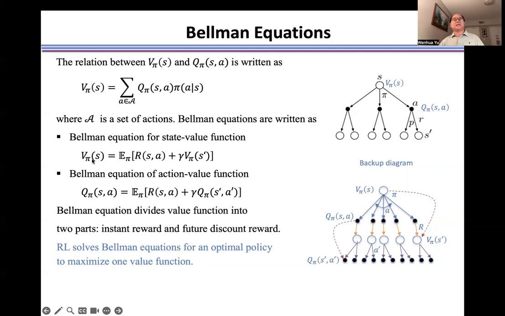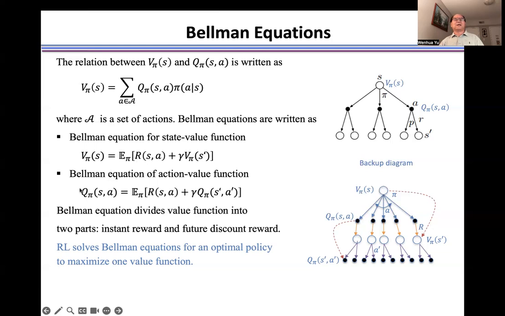We calculate the state value function at state S and the policy pi. We calculate the expectation of these two terms. The first term is the immediate reward. The second term is the future discounted value function.